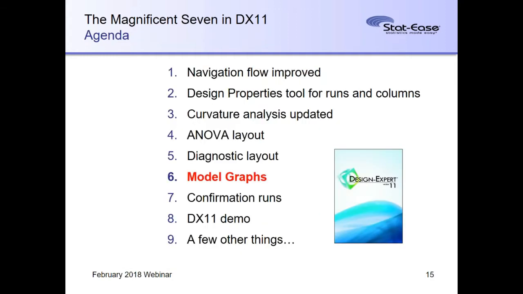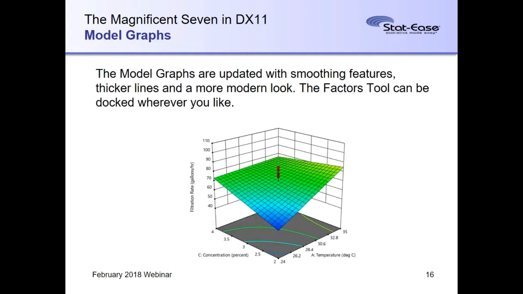The model graphs have been updated with a lot of behind the scenes smoothing features. This features some thicker lines, some smoother edges, and by eliminating again that yellow base and replacing it with a dark gray base, we have achieved, I think, a more modern look, and definitely a look that is easy to send out to reports. This has been wonderful for us.